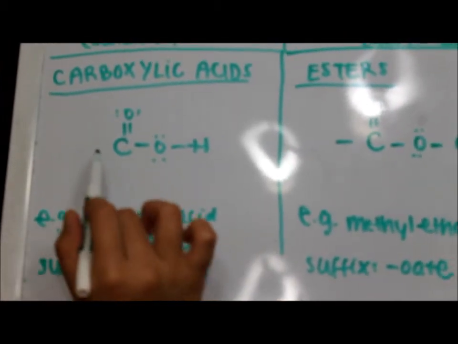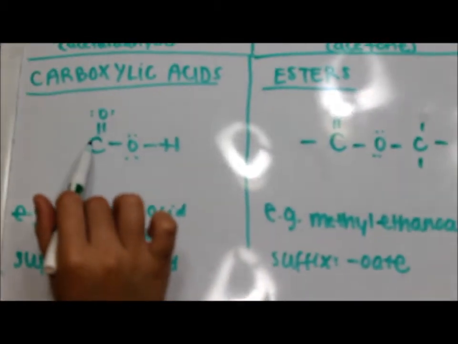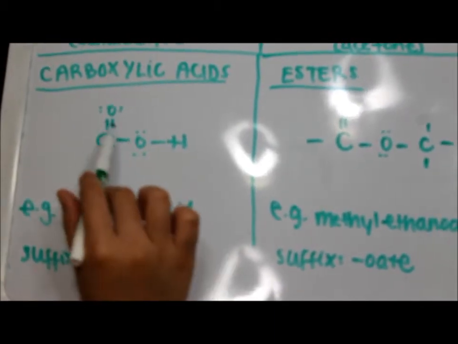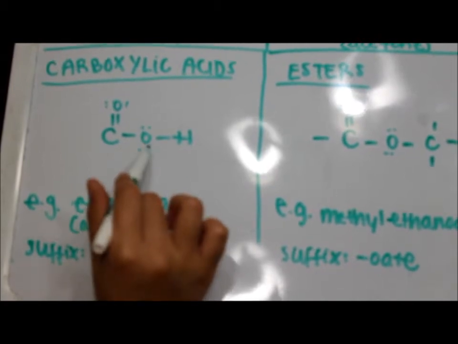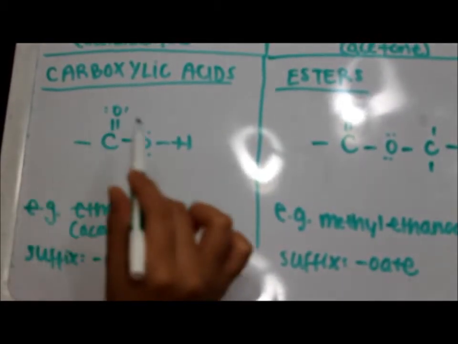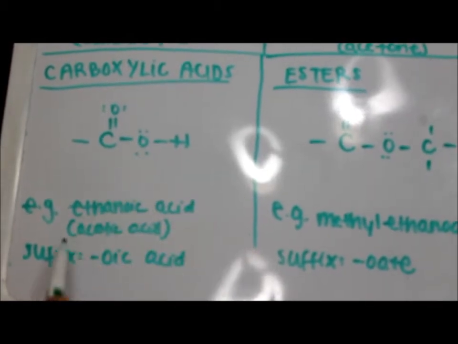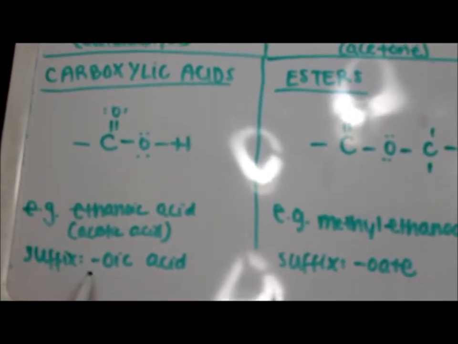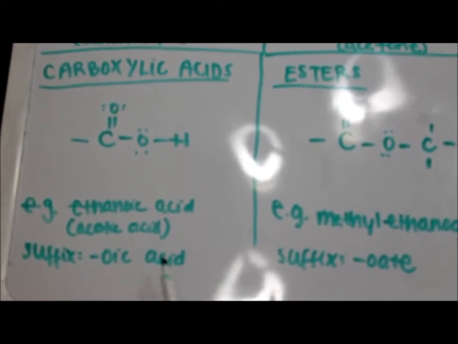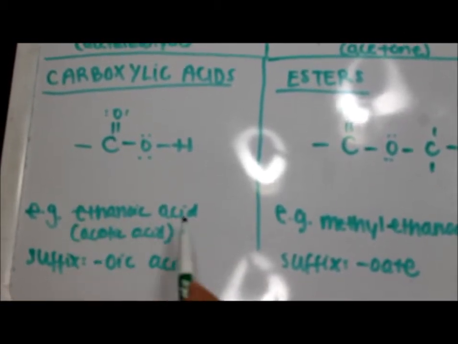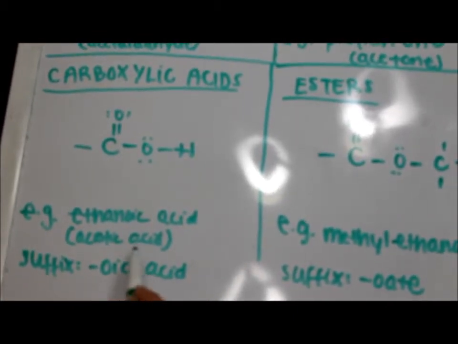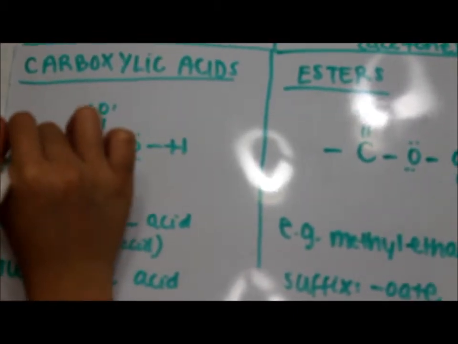And then finally, we have the carboxylic acids and the esters, which are also very similar. The carboxylic functional group looks like this, with the carbon and two oxygens, one double bonded and one single bonded, and the suffix for all carboxylic acids is -oic acid, and our example here is ethanoic acid, commonly known as acetic acid, which looks like this.